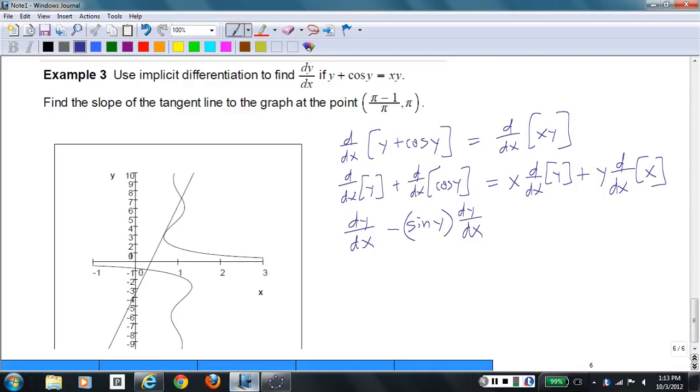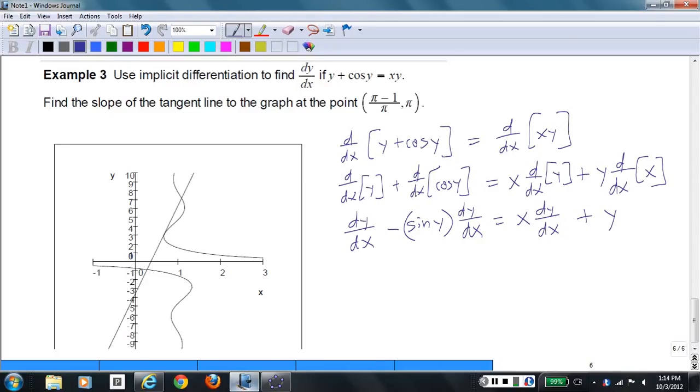The variable in the expression and the variable with respect to which we're differentiating do not match. y is implicitly a function of x, not explicitly a function of x, because it fails the vertical line test, as we can see here. But when x changes, y changes, so I have to multiply by dy/dx. Equals x times the derivative of y with respect to x plus y times 1. d/dx of x is 1.